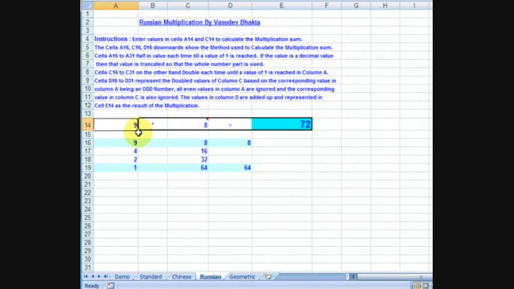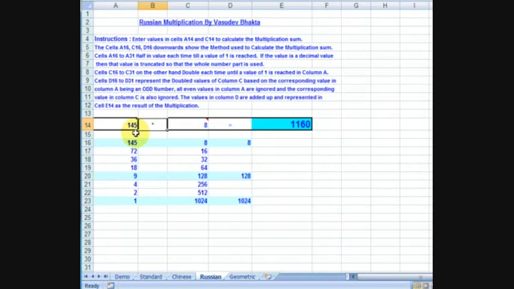Very easy, very straightforward, a good method even when dealing with large numbers, as you only need to know how to halve a value or double a value. Let's try a different example.